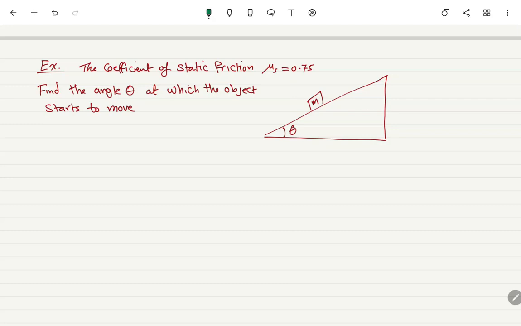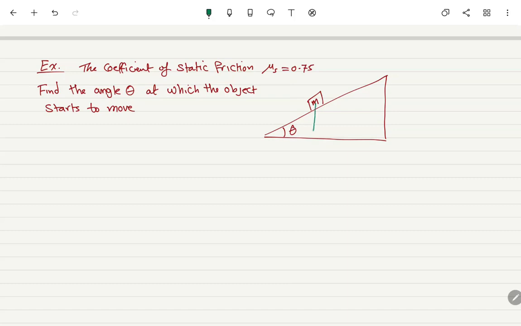The coefficient of static friction, μs, is equal to 0.75 between the surface and the block. Find the angle theta at which the object will start to move. So we need to find the critical angle at which the object will start to move. In this case, let's draw a free body diagram.